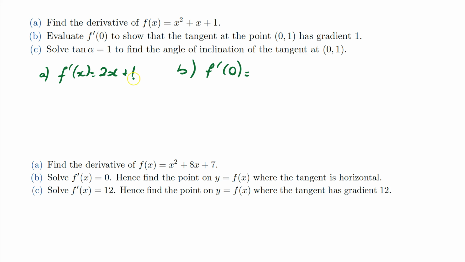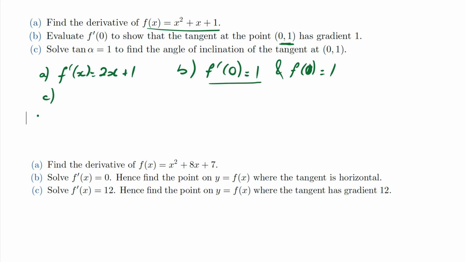So when we put 0 into this, we'll get twice 0 plus 1, which is just 1, to show that the tangent at this point, 0, 1, has a gradient of 1. So we've shown that the gradient when x equals 0 is 1. I guess we really should show that when x equals 0, y is 1. How do we do that? Well, the y value is what we get when we put the x value, which is 0, into our original equation. So that'll be 0 plus 0 plus 1. So we've done everything we need to there.